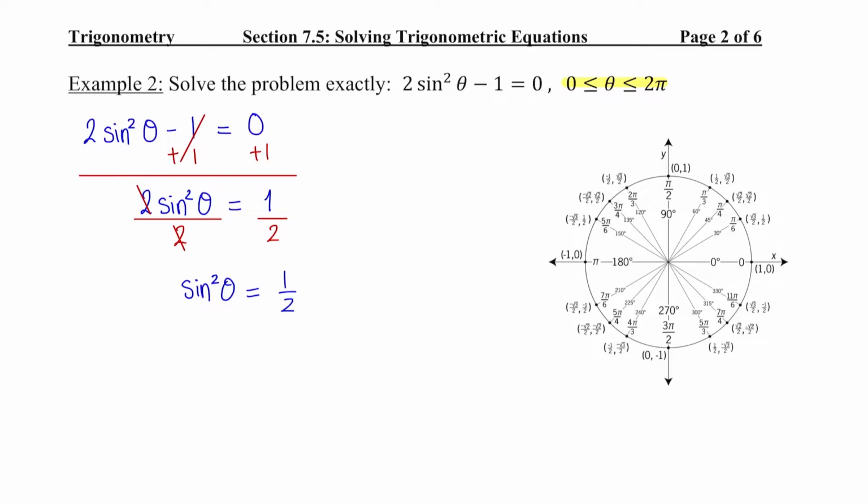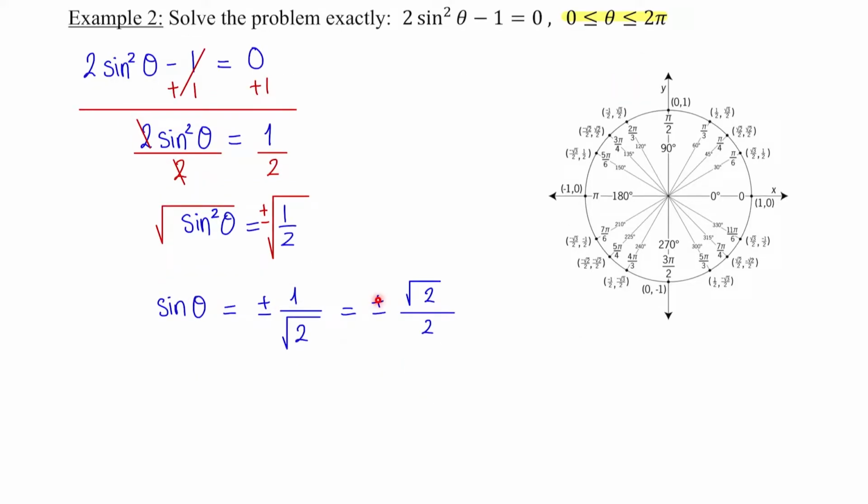Then I am going to take the square root on both sides. And when taking the square root on both sides, don't forget the plus or minus. Sine theta equals plus or minus 1 over square root of 2. I will rewrite this so that it will match the numbers on here. Instead of 1 over square root of 2, I will rationalize the denominator to make it root 2 over 2. So I have sine of theta equals either positive root 2 over 2 or negative root 2 over 2.